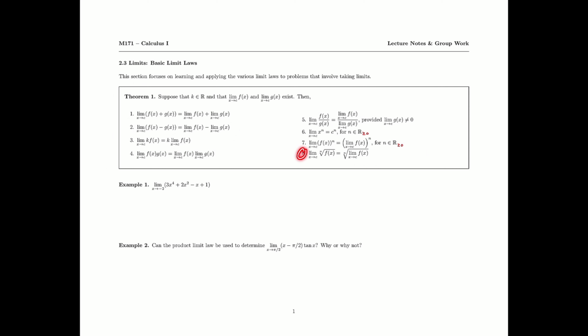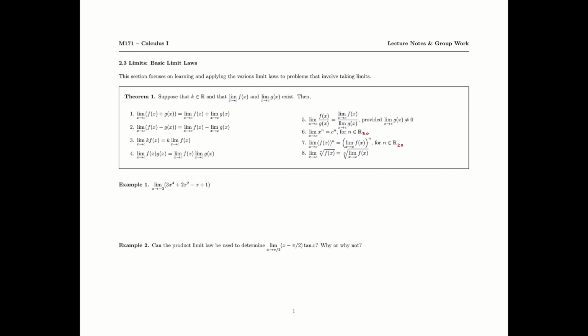And really 8 is the same thing as 7. It's just a more specific notational thing, because remember that an nth root of something is just raising to the 1 over nth power. So really, these two things are the same. In other words, for the limit of a root of something, you can take the root of the limit of that something. Again, what we're going to do here is just apply these in examples, and they will become second nature to you.